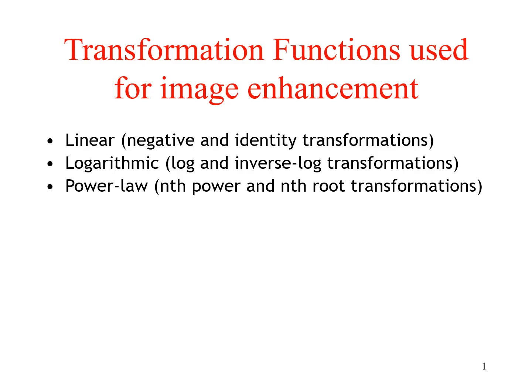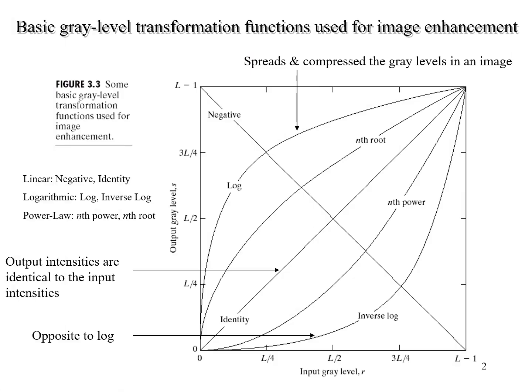So under point operations, there are three main transformation functions used for image enhancement: linear transformation, logarithmic transformation, and power law transformation. Here we have plotted input gray level R versus output gray level S. First we'll see identity transformation.